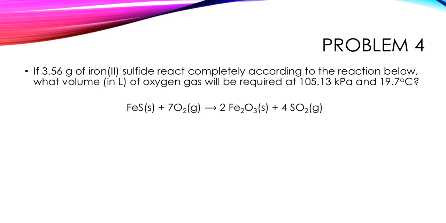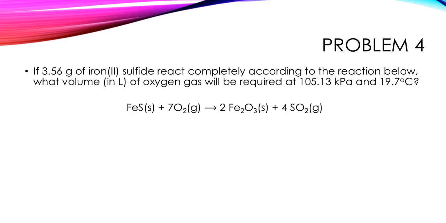If 3.56 grams of iron(II) sulfide reacts completely according to the reaction I've given you here, what volume in liters will I get for oxygen gas if my pressure is 105.13 kPa and my temperature is 19.7 degrees Celsius? What I recommend is to pause the webcast, try to do the problem on your own, and then we'll go through the problem together. That's a very good strategy. Or you can just listen to me do it, but it's going to help you more if you try to do it on your own first.